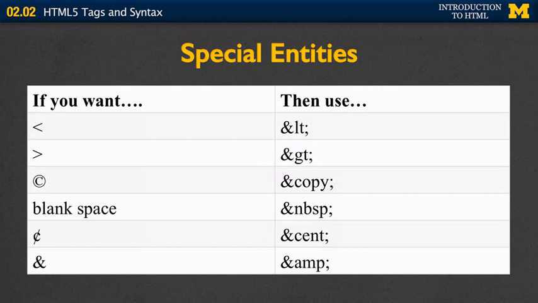So if you want a bracket, you would then use ampersand LT semicolon. The LT stands for less than. And please note that's an L, not a 1. You could also do ampersand GT for greater than. Ampersand copy. If you'd like extra blank spaces, you actually have to use a special entity. Putting space, space, space, the browser ignores it. You'd have to actually put ampersand NBSP. Well, what if you actually want an ampersand? In that case, we even have a special entity for that, which is ampersand amp.